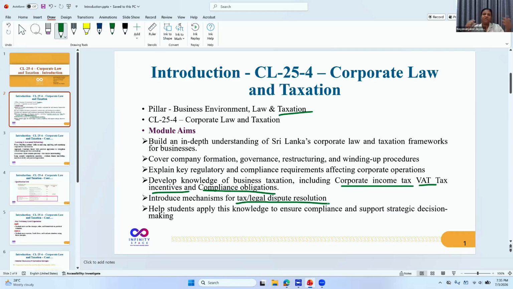It also introduces mechanisms for tax legal dispute resolution, under the particular provisions of the Inland Revenue Act and the VAT law, on assessments and appeals. We have three layers in that: how a taxpayer is going to go through these things and resolve disputes with the Department of Inland Revenue, and it helps students apply the knowledge to ensure compliance and support strategic decision making.